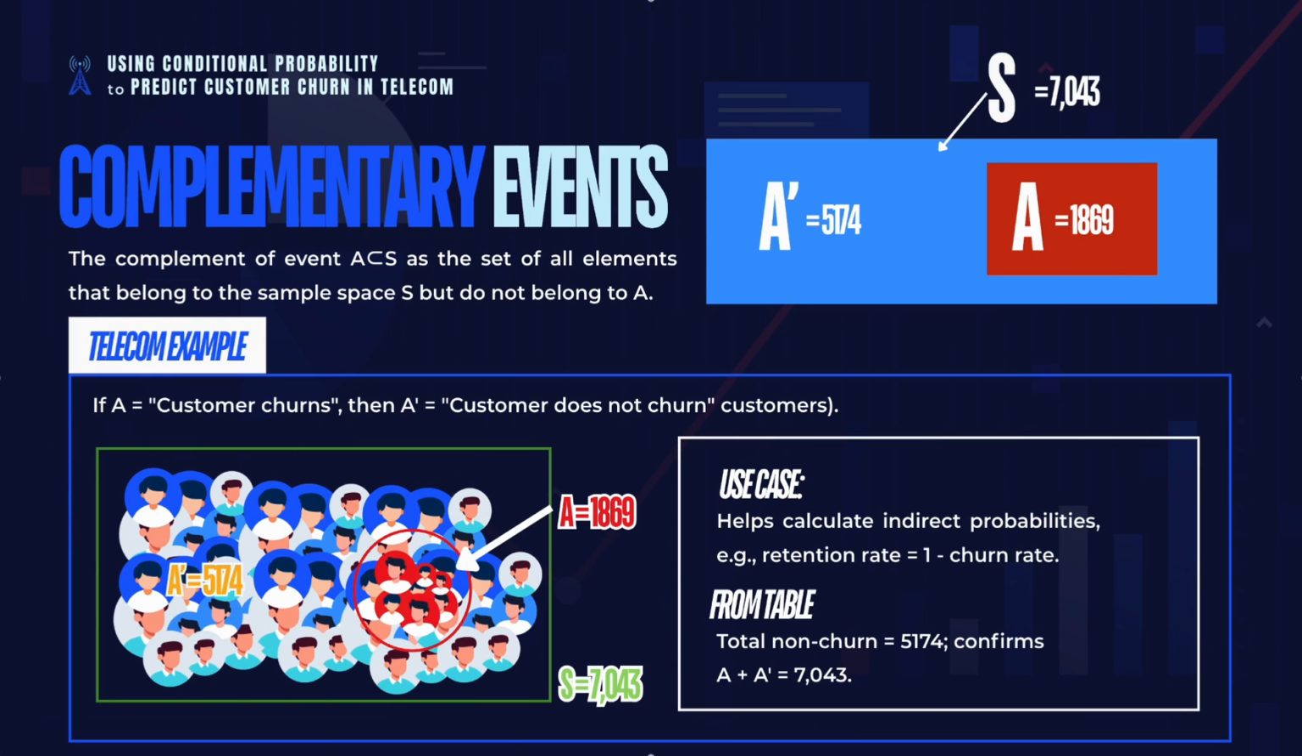Complementary event. The complement of event A is the set of all elements that belong to the sample space but do not belong to A. So if A is the customer churns, the complement of A is the customer does not churn. It is very helpful because it helps us calculate indirect probability. For example, the retention rate is equal to 1 minus the churn rate, or we can just verify that A plus the complement of A is equal to the total customers.